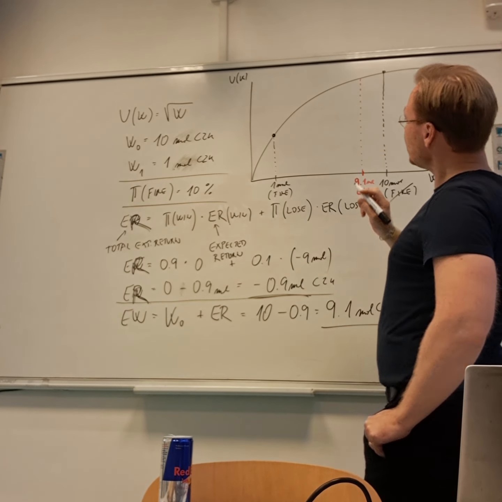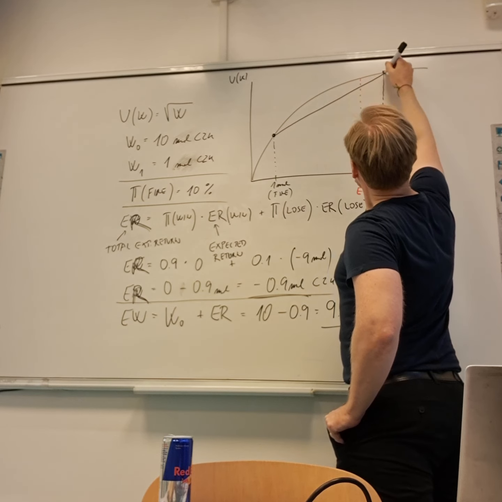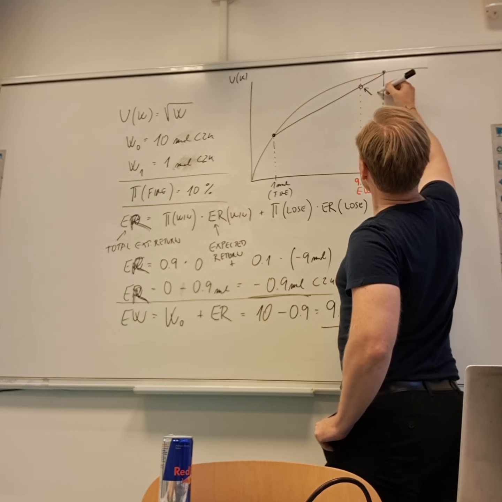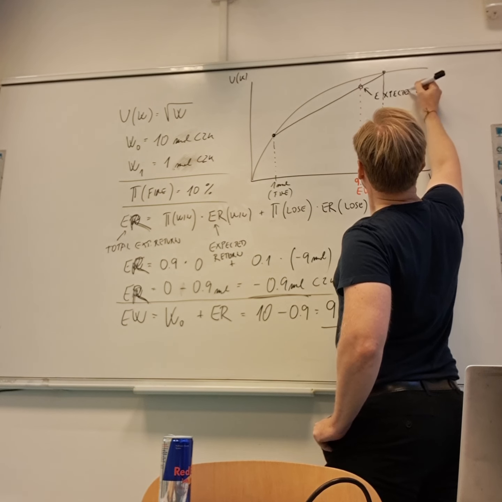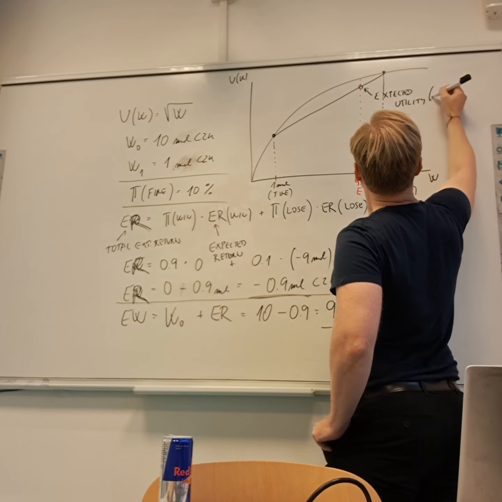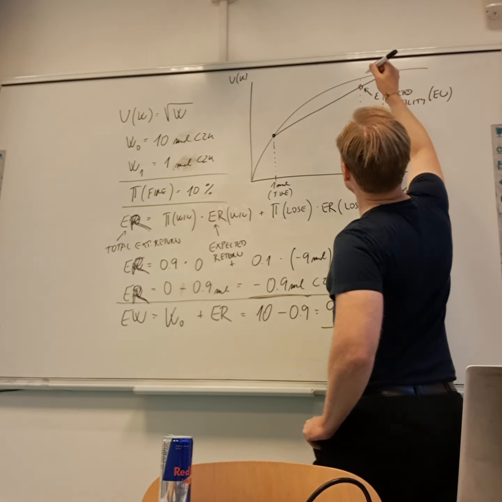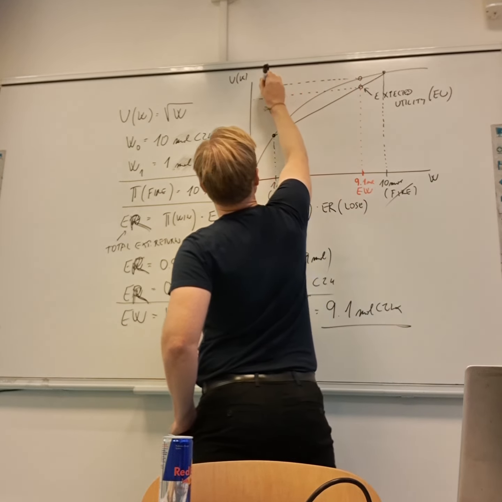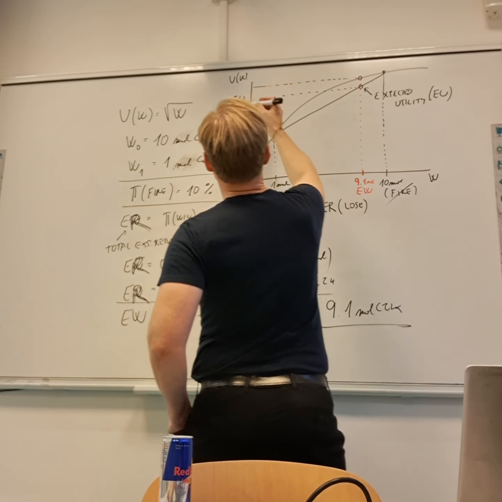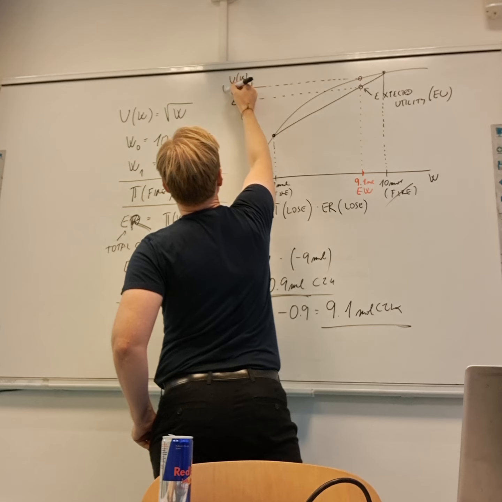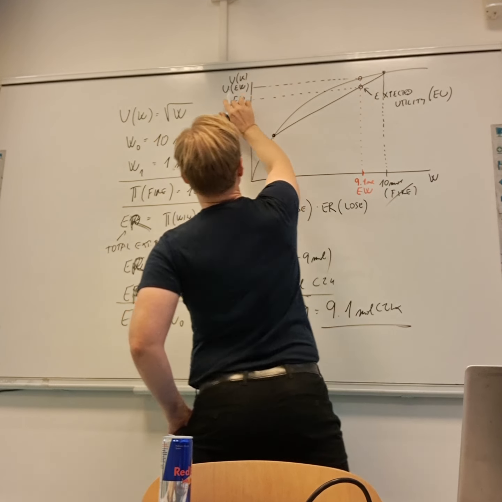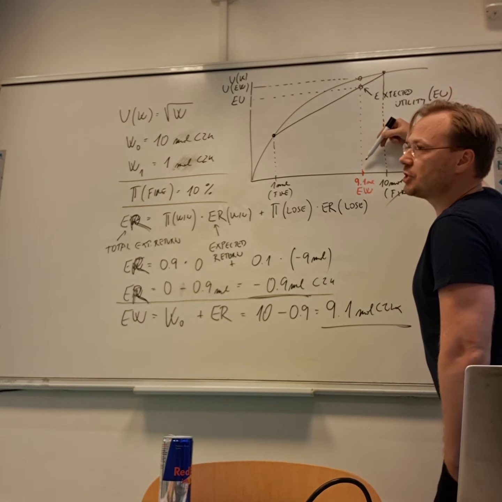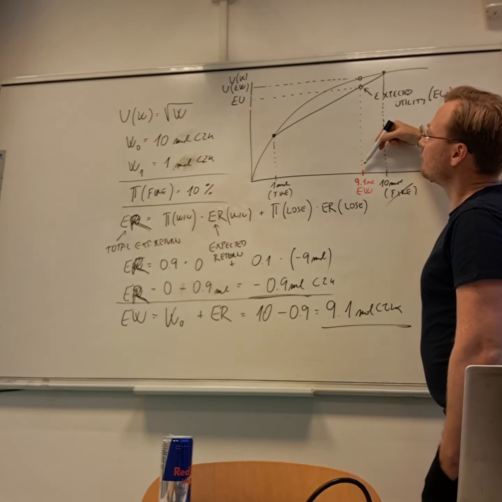From the graphical viewpoint, the expected utility will be here. This will be the expected utility of the house. Now, what is this point actually? What's the difference between the expected utility of the house and the utility of the expected wealth? The difference is simple. The EU is the utility of something I have no certainty about.